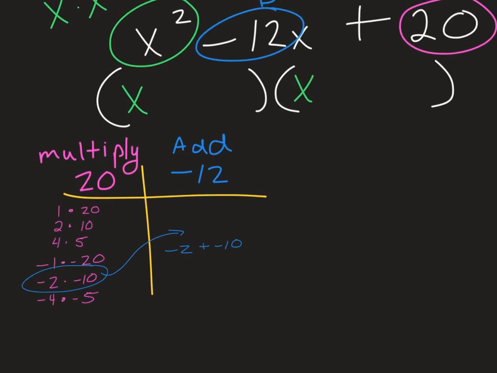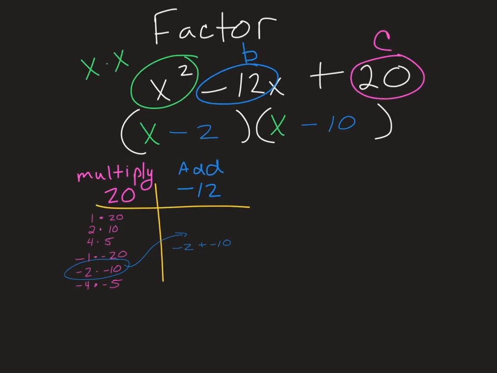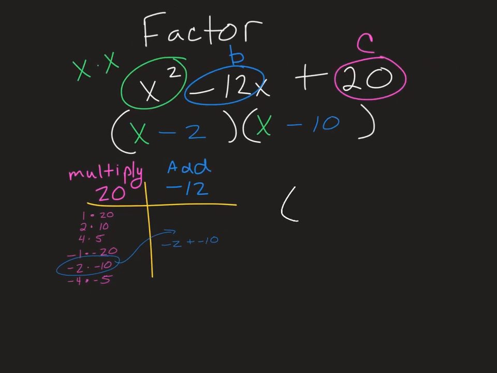So you know that those are the numbers that you're going to put inside of your binomials. So you've got x minus 2 and x minus 10. So my final factored version of this expression is x minus 2 times x minus 10.